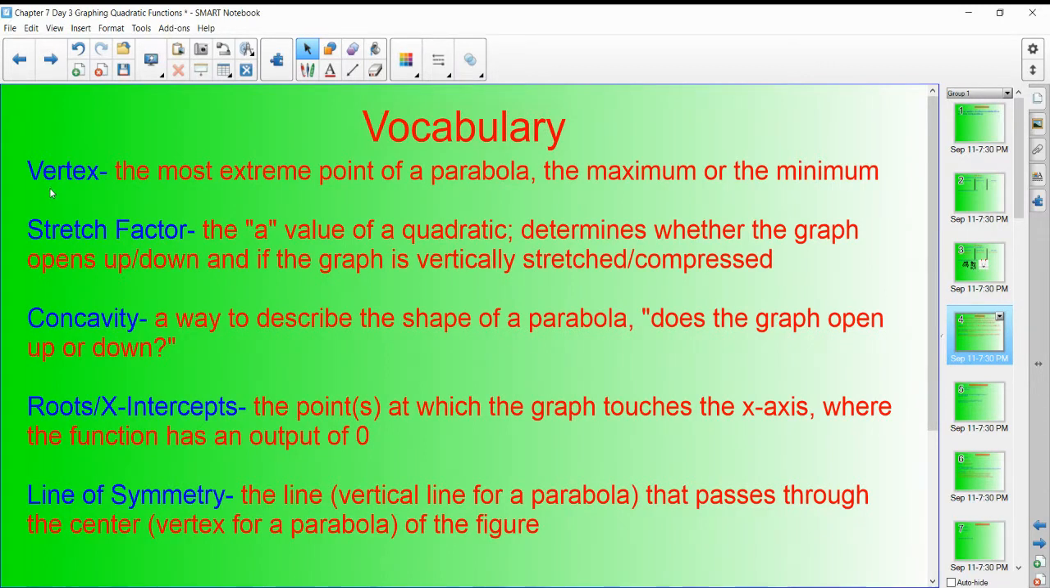Same vocab as last time. Vertex and stretch factor. Does it open up or down, the concavity? What are the x-intercepts? One we're going to add today is the line of symmetry. Okay, line of symmetry is that vertical line that cuts a parabola in half. There will be questions that ask, where's the line of symmetry?